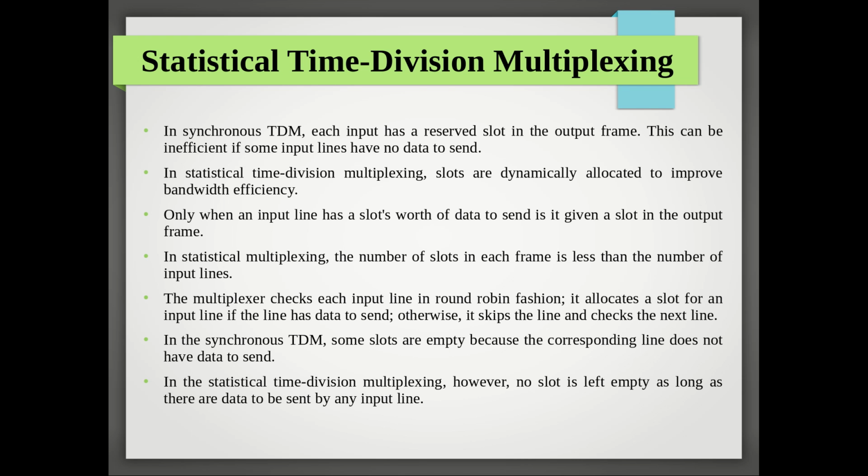In statistical TDM, however, no slot is left empty as long as there are data to be sent by any of the input lines. Suppose out of n input lines only one wants to send data; simply its data will be taken in each frame, maybe multiple slots, and it will be sent. Okay, so that is the idea. But it will check whether other slots want to send data or not. If not, this one will be given a chance again and again. Okay.